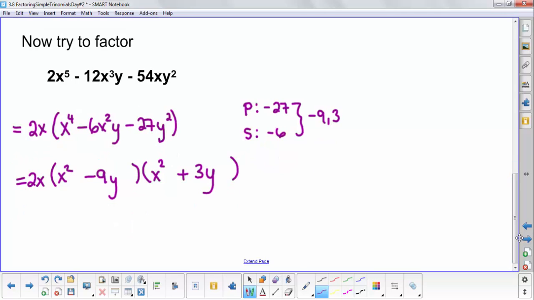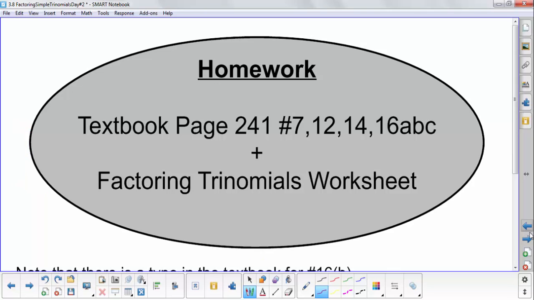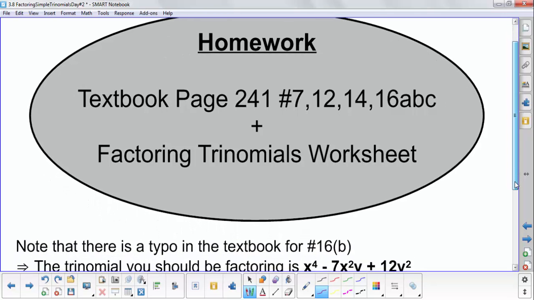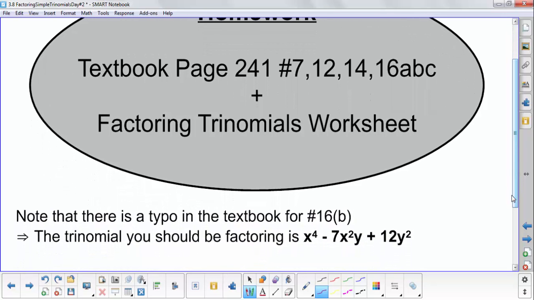That's it for today's lesson. If you have any questions, make sure you write them down, and we will definitely go over all of this stuff in class. If you want to get a head start on the homework, you can take a look at the textbook on page 241, number 7, 12, 14, and 16. If you are working on 16b, there is a typo in the textbook. You should be factoring this question below.